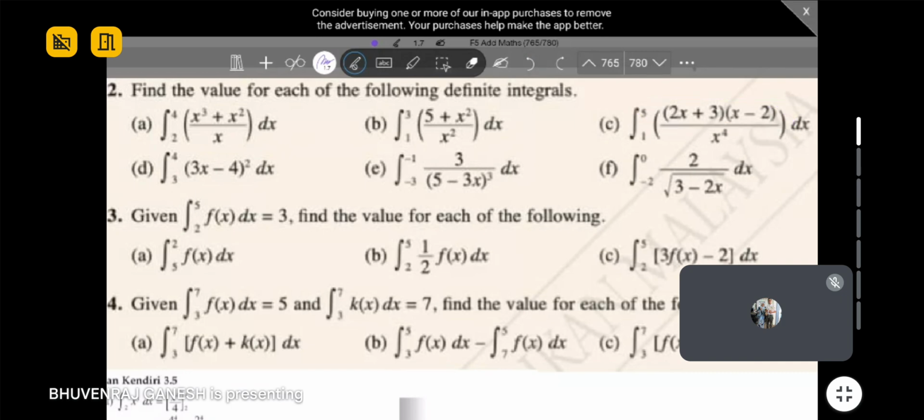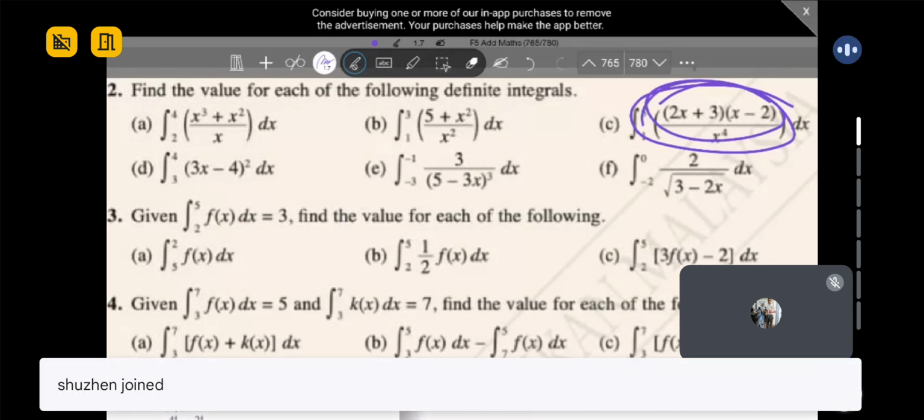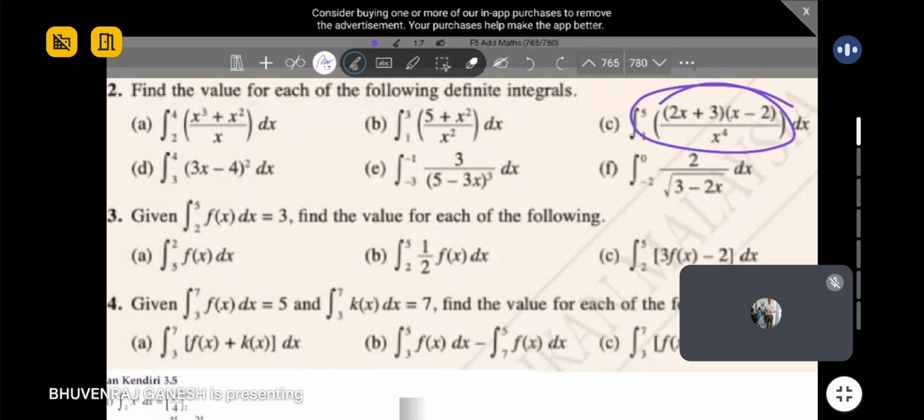So who can tell me what is the simplest answer after you solve this? Can you all comment? The most simplified version before you integrate. Try your algebra solving skill before integrating. So you give the answer after you simplify this expression.